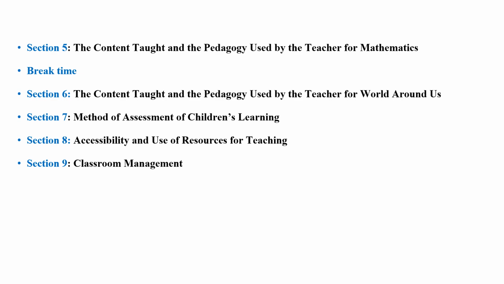Section 7 is the method of assessment of children's learning. How the teacher is assessing the children, whether it is a formative assessment, or whether the teacher takes an assessment only afterwards, after teaching the lesson. How the teacher is assessing the children's learning, that also you have to observe and write the observation and analysis.